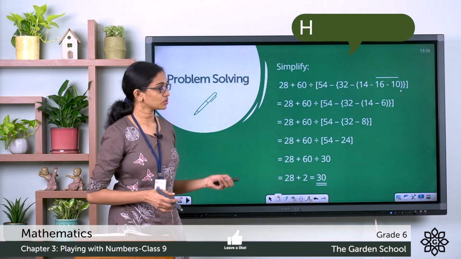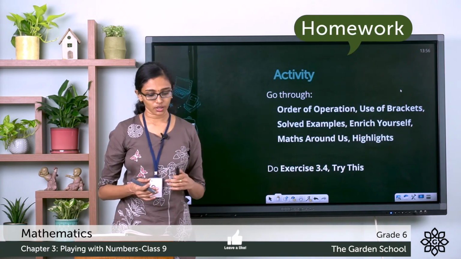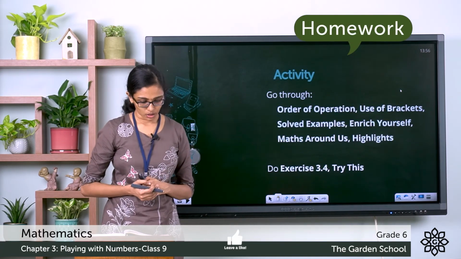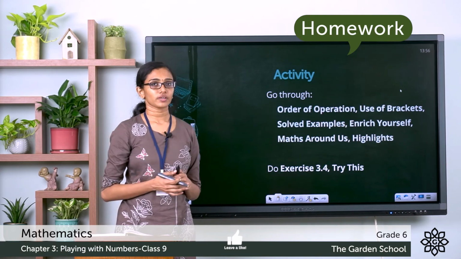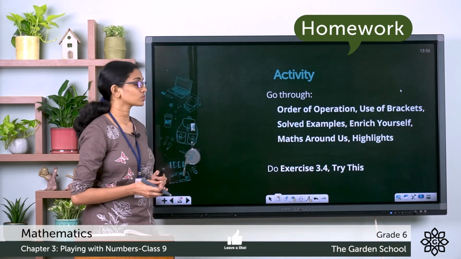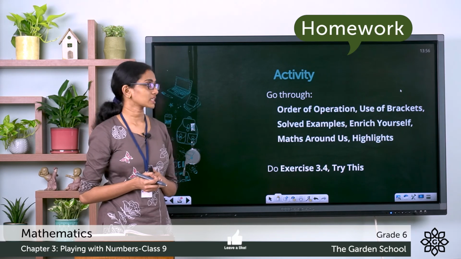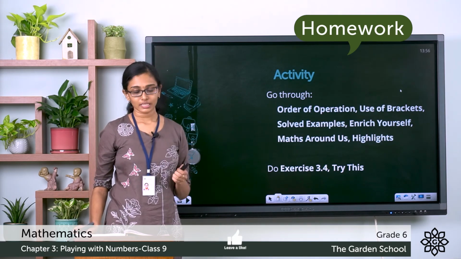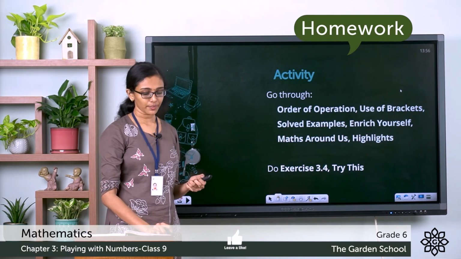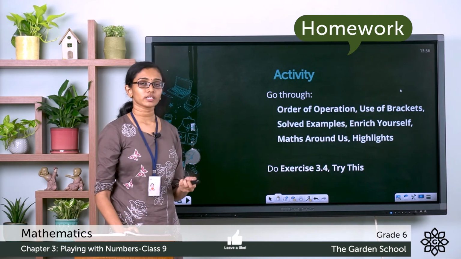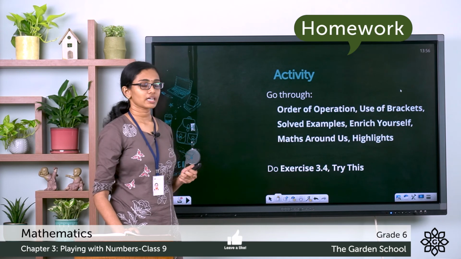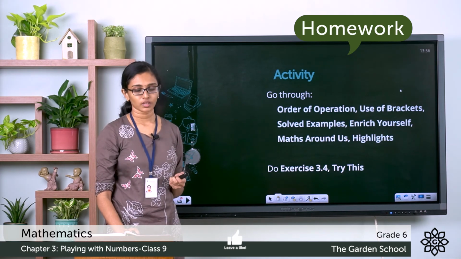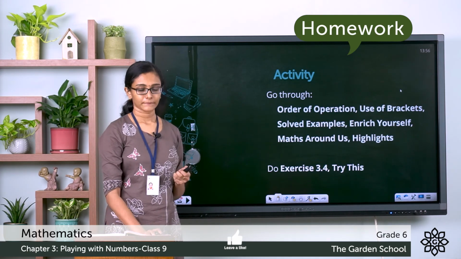Children, you have to go through these topics, that is order of operation and use of brackets, through pages 44 and 45. You also have to go through the solved examples given within the textbook. Then there is a heading Enrich Yourself. Please go through it. This is given in page number 45. Then in the next page, that is 46, there is a heading Maths Around Us and Highlights. Make sure you go through these.